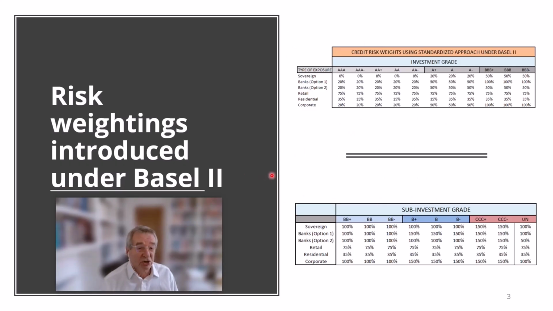As you can see on the screen, I'm going to come on in a moment and show this within Excel. We can see here there are these types of exposure identified by the committee: sovereign bonds, banks, and there are two options. There's only a minor difference between these: retail, residential, primarily mortgages, of course, and corporate exposure. This would be primarily corporate bonds held by banks on their balance sheet.